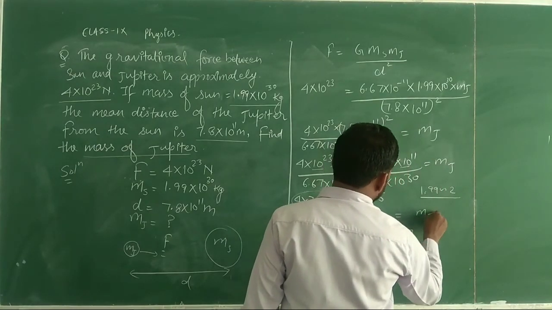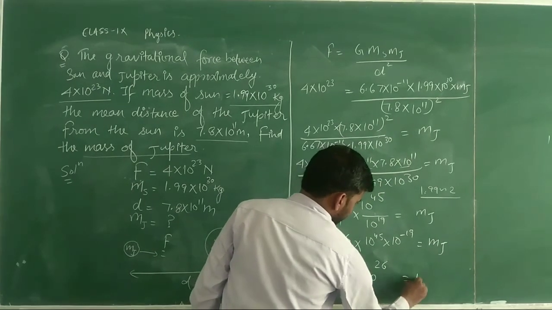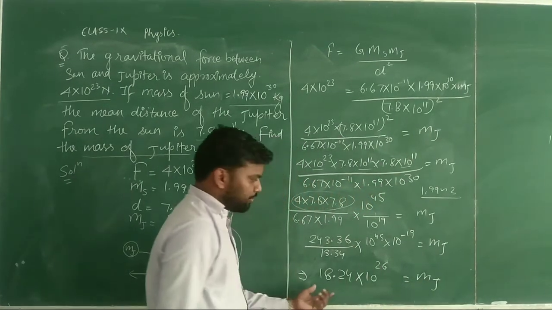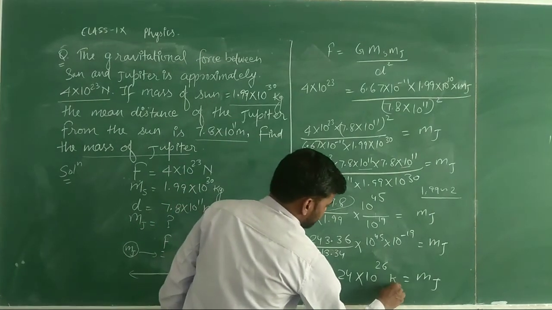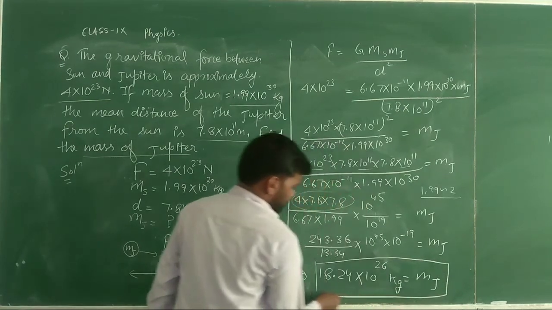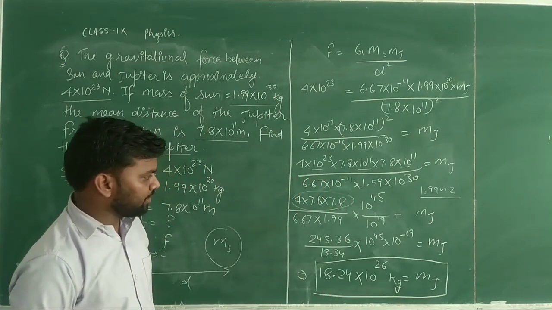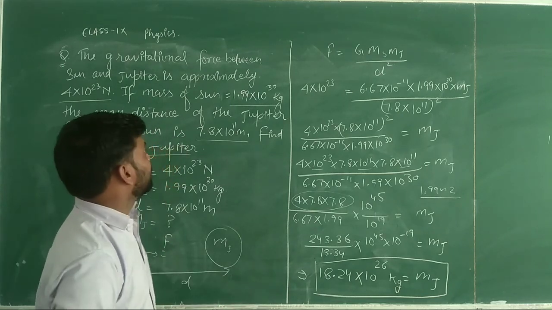We were calculating mj, the mass of Jupiter, so we have calculated it here. And what will be the unit of this mass? We know the unit of mass is kg. So the mass of Jupiter is 18.24 multiplied by 10^26 kg. So it will be the mass of Jupiter.